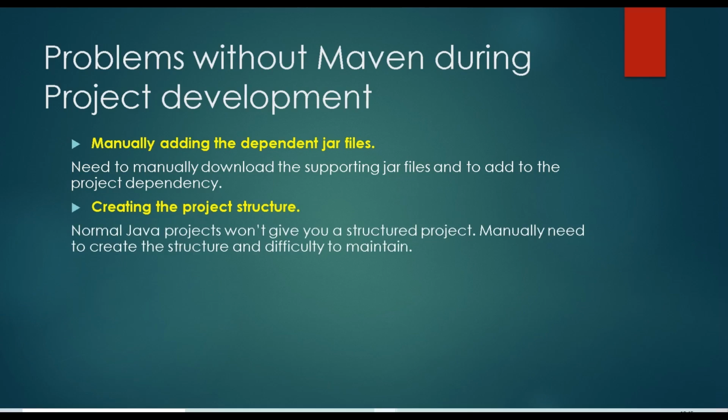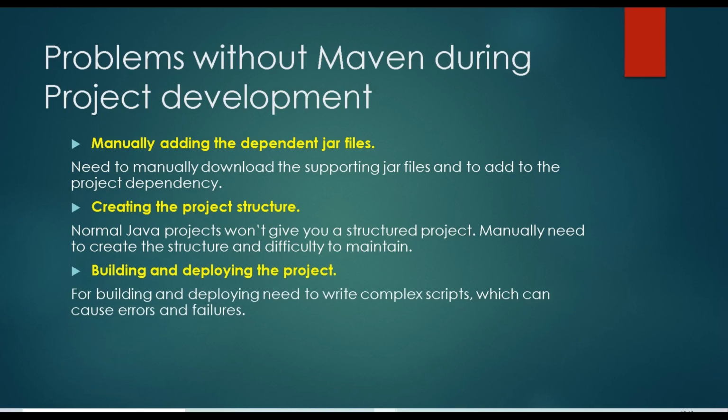Creating the project structure. Normal Java projects won't give you a structured project. You manually need to create the structure, and it is difficult to maintain. Maven will give you a structured format for your project. While creating a normal Maven project itself, it will give you a structured project. But if you create a normal Java project, it will not give you this hierarchy-like structure. So either you'll have to create it manually by creating the folders and packages, and it will be very difficult to maintain because it's not structured by the project itself.